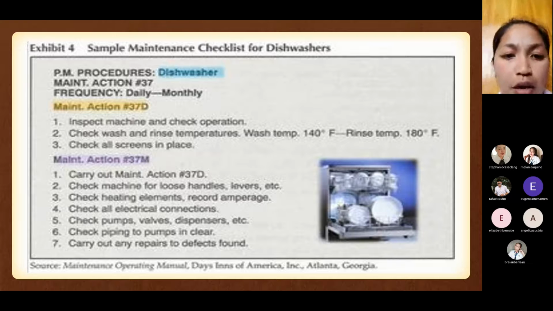Maintenance action again. Number 1, carry out maintenance action. Number 37D, check machine for loose handles, level, and so on. Check heating element, record amperage. Check all electrical connection, check pumps, valve, dispenser, etc. Check piping to pump is clear. The last one is carry out any repair to defect found.